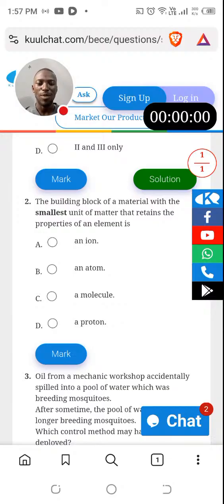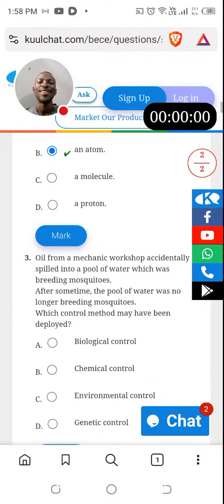The building block of a material with the smallest unit of matter that retains the properties of an element is an atom. Good. 2 out of 2. So far, we've gotten a perfect score. 2 out of 2.